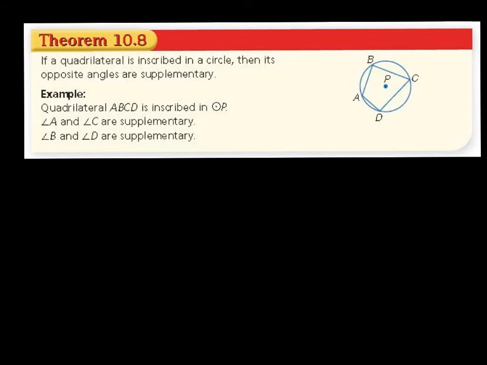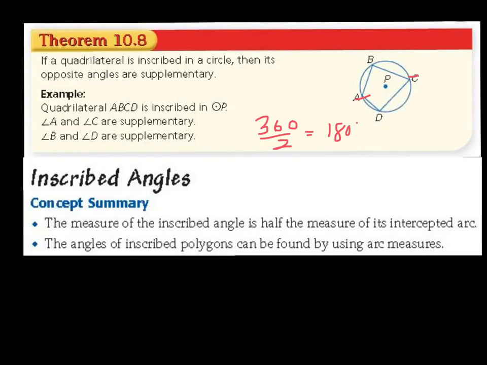And the reason that's happening is because altogether we're inscribing the entire circle, so 360 divided by 2, there's our inscribed angle, is always going to be 180. The measure of an inscribed angle is half the measure of its intercepted arc, and angles of an inscribed polygon can be found by using arc measures.